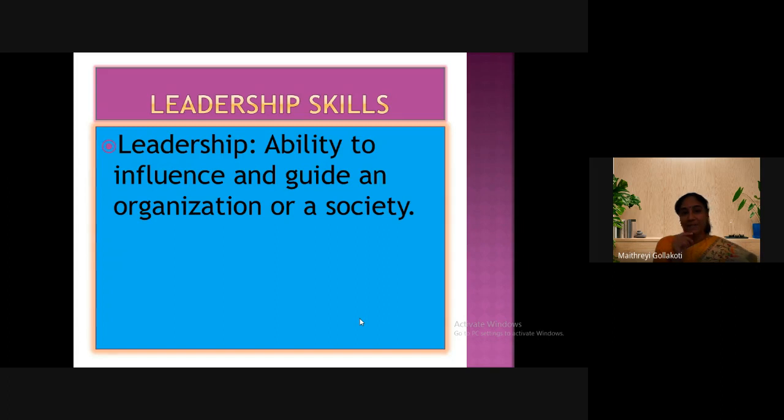Leadership is the ability to influence and guide an organization or a society. Now, leadership is being able to influence a group of people or a society or an organization. You take the most important role in that organization and you try to do what is best for them. You try to take them forward. That is called leadership. Okay. So, leadership skills means ability to lead in a better way.